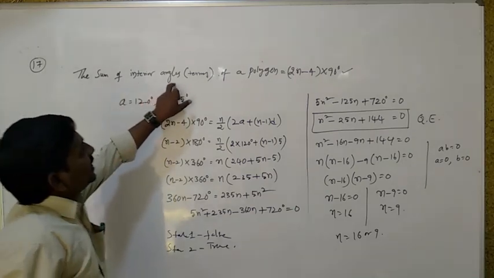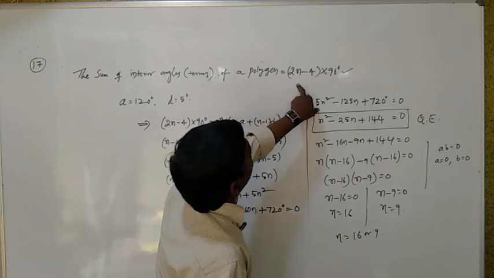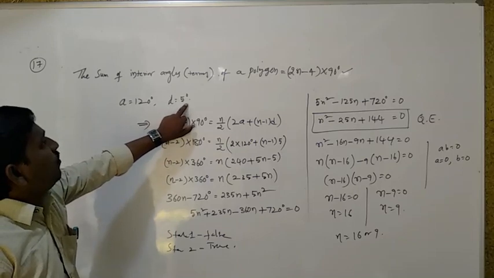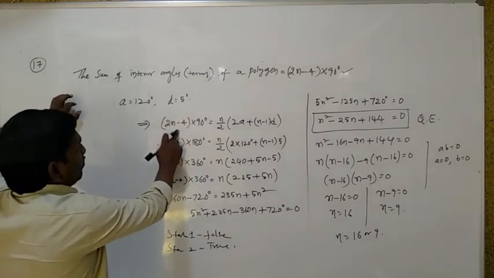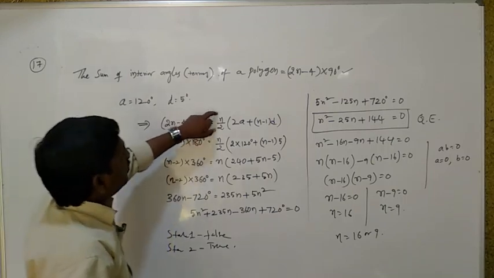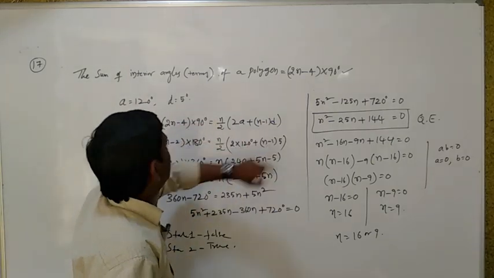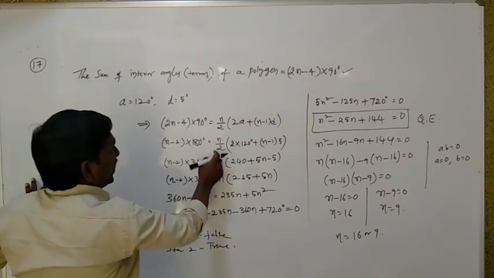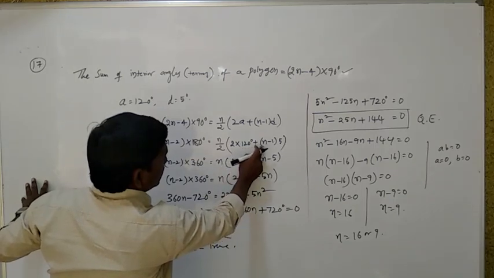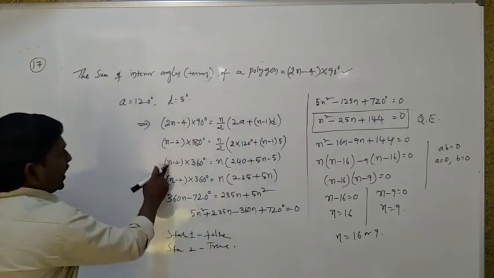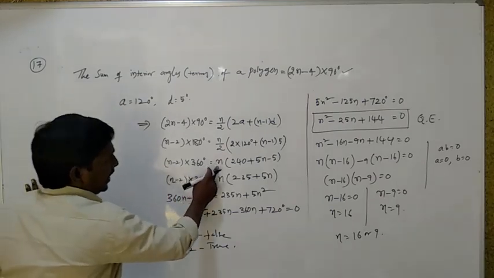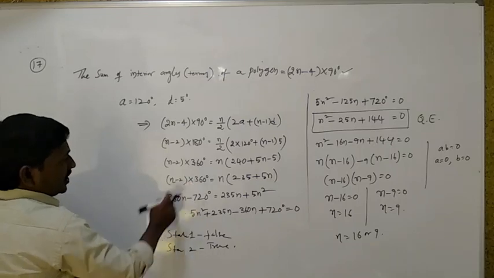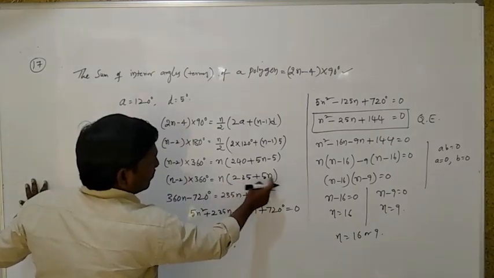Here the sum of interior angles of a polygon is 2n minus 4 into 90 degrees. Here a equal to 120 degrees, d equal to 5 degrees, and n by 2 into 2a plus n minus 1 into d. So n minus 2 into 180 degrees, and n by 2 into 2 into 120 degrees plus n minus 1 into 5. N minus 2 into 360 degrees, and n into 240 plus 5n minus 5. N minus 2 into 360 degrees, and n into 235 plus 5n.